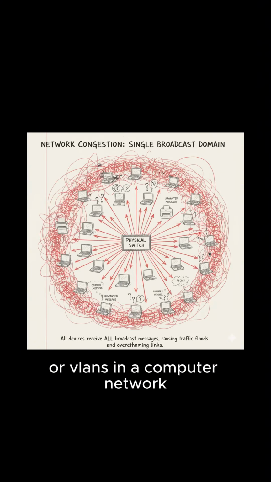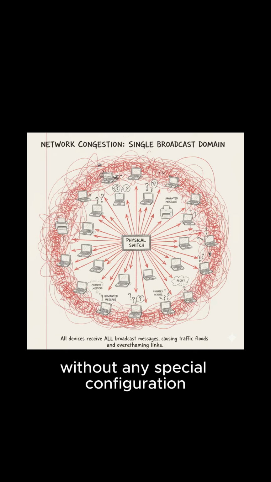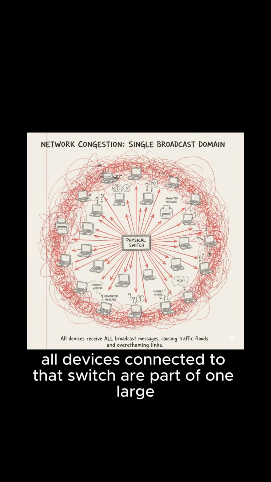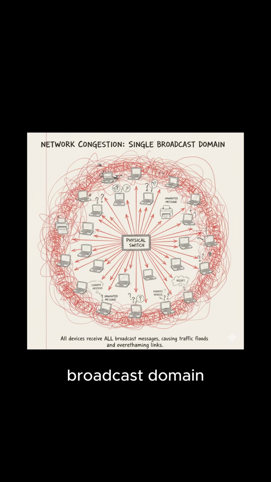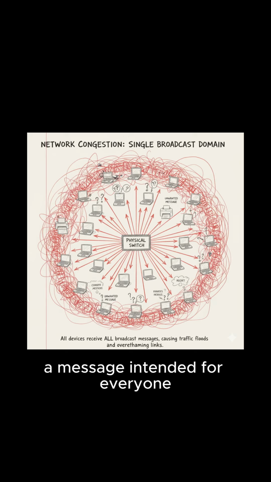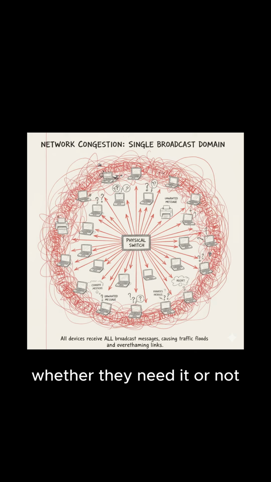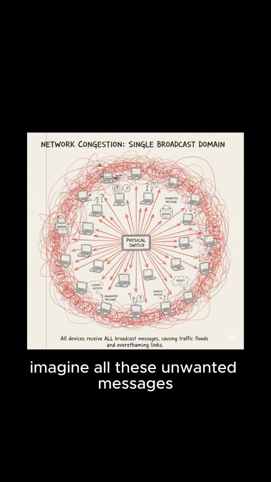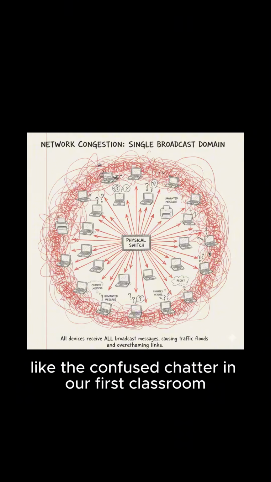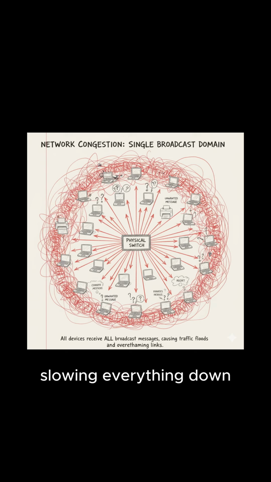In a computer network, devices often connect to a central device called a switch. Without any special configuration, all devices connected to that switch are part of one large broadcast domain. This means that if one device sends out a broadcast message, a message intended for everyone, every other device on that switch receives it, whether they need it or not. Imagine all these unwanted messages constantly flowing through the network, like the confused chatter in our first classroom. This can overwhelm devices and congest the network links, slowing everything down.